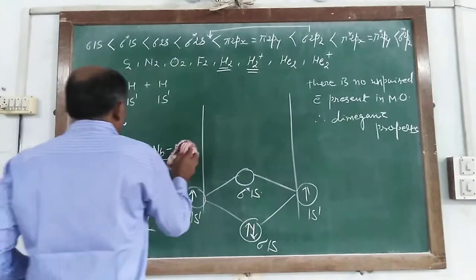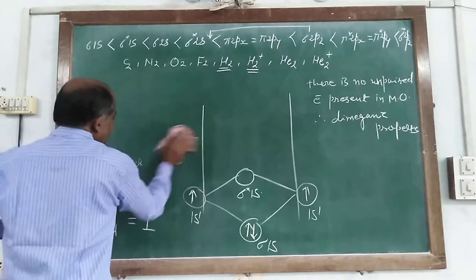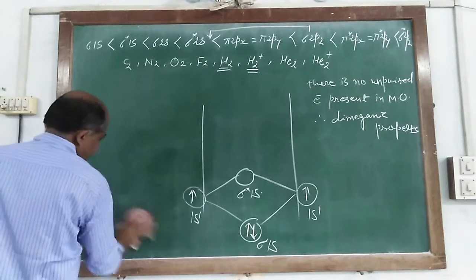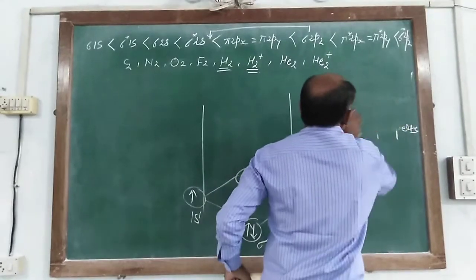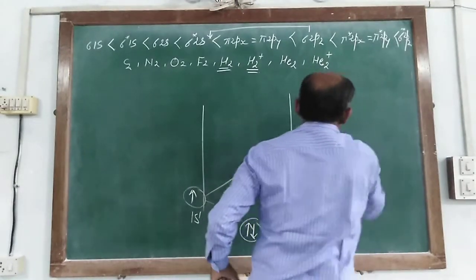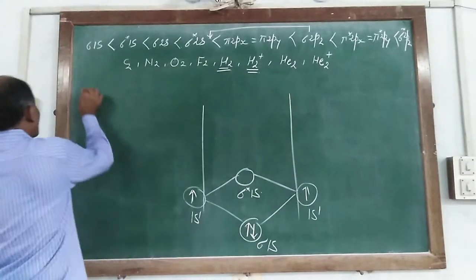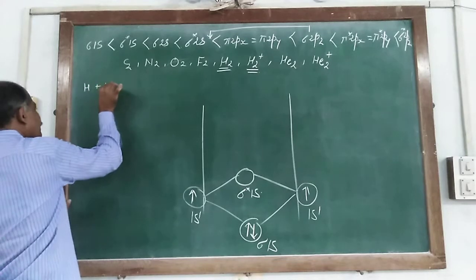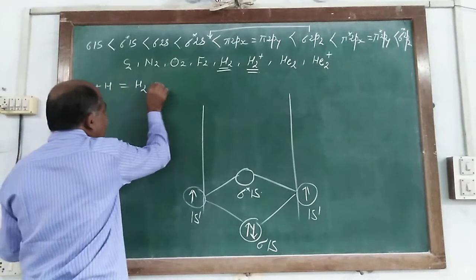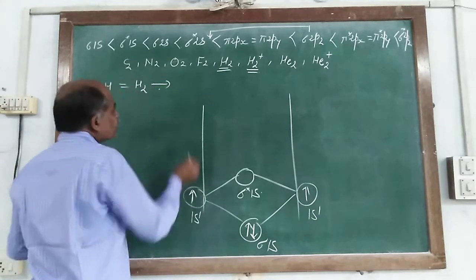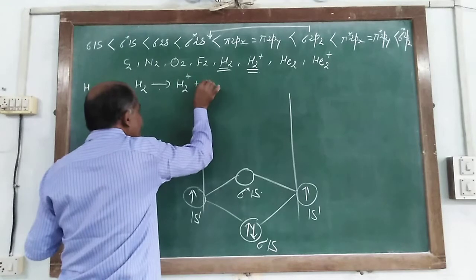So H2 plus. When the hydrogen molecule loses one electron, it forms a one positively charged ion. So hydrogen plus hydrogen makes H2, and when this loses one electron, it forms H2 plus 1.